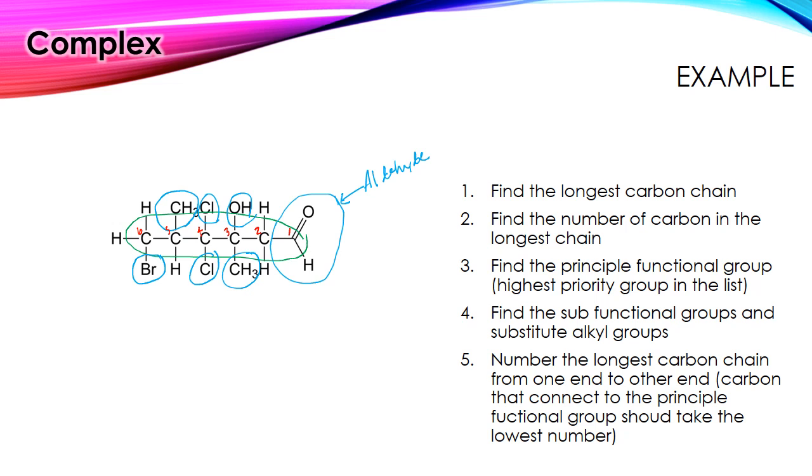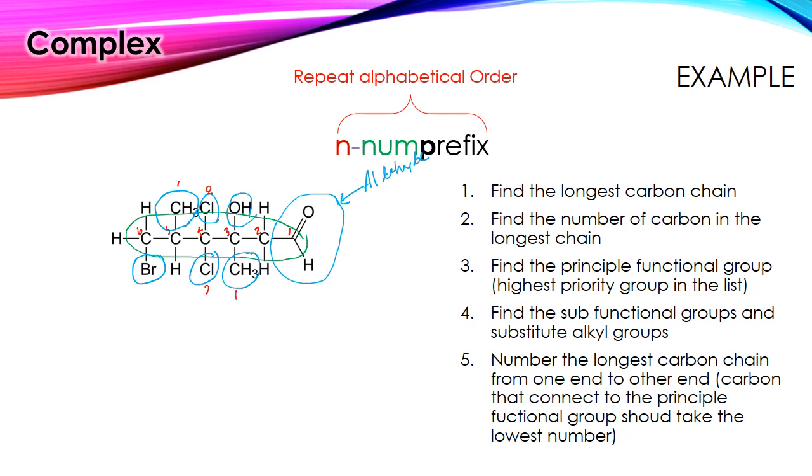Now let's start the naming of this compound. First, we add the number and prefix of the subgroups. Let's name the subgroups according to alphabetical order. Now we have 1, this is also the same group, 2, the same group, 3 and 4. There are 4 types of subgroups attached to this compound.